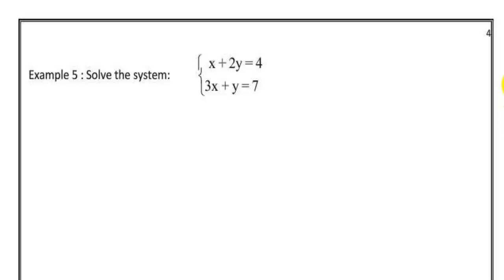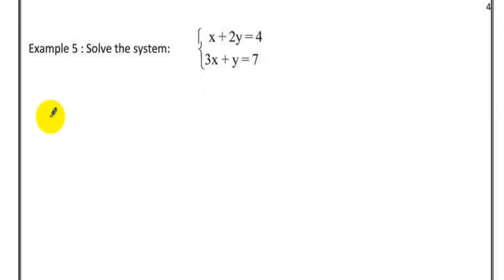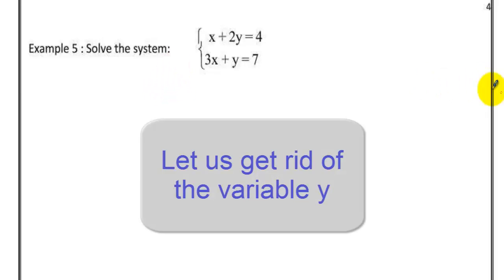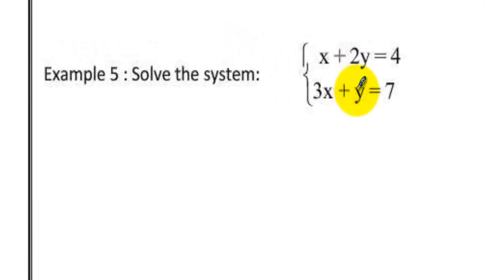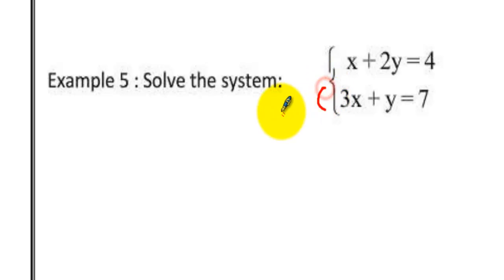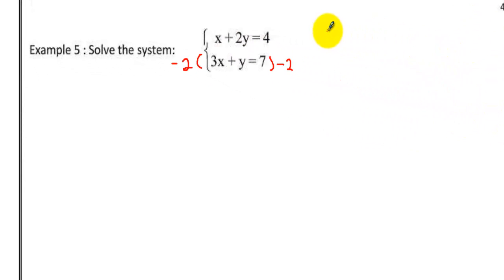Okay, example number 5. For this example, we can either eliminate x or y. So it depends on your preference. So if that's 2y, I would like this to be equal to negative 2y. It means that I will multiply the second equation by negative 2, so that this will become negative 2y, and once I add negative 2y and 2y, the y variable will be eliminated. Okay, so I'll just copy my first equation, x plus 2y equals 4.